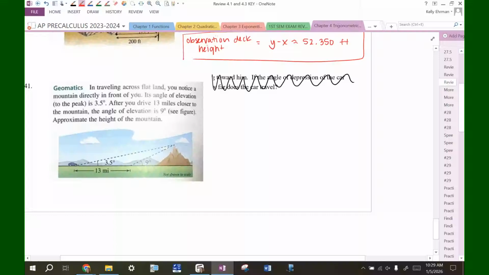Okay. In traveling across flat land, you notice a mountain directly in front of you. Its angle of elevation is 3.5 degrees. They've got that marked off already. After you drive 13 miles closer to the mountain, the angle of elevation is now 9. We don't know how tall the mountain is. We're trying to find that out. Let's call that y. We don't know how far this point is from the base of the mountain. Let's call that x. That means that this leg of this triangle would be x plus 13.